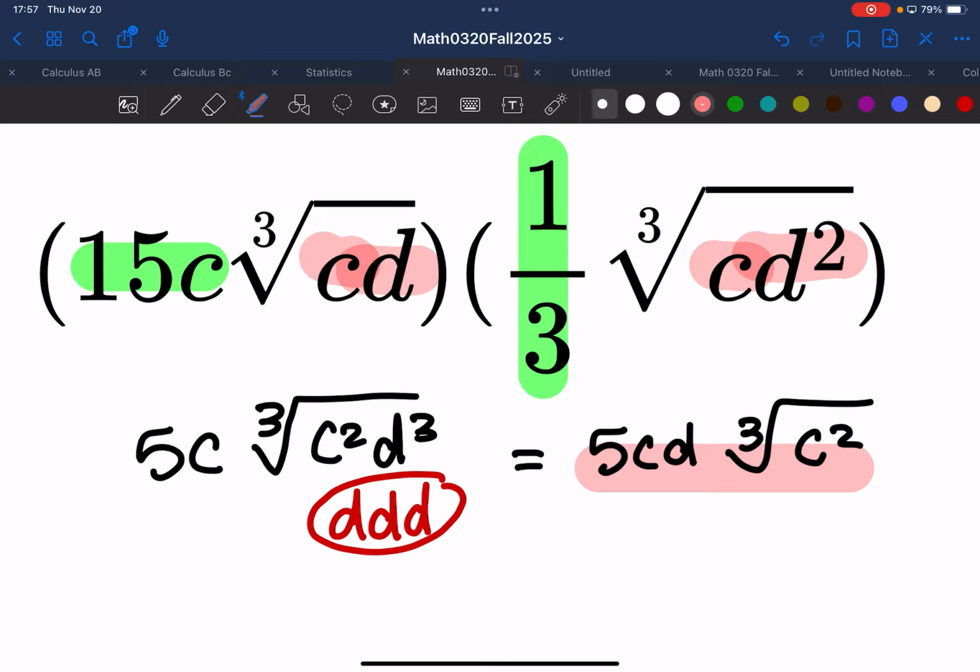Where's the d to the outside? Oh, never mind. Because you see how we took it, there were 3 of them on the inside. Since it's the cube root, we could take all 3 out, which means we write that as 1d on the outside.